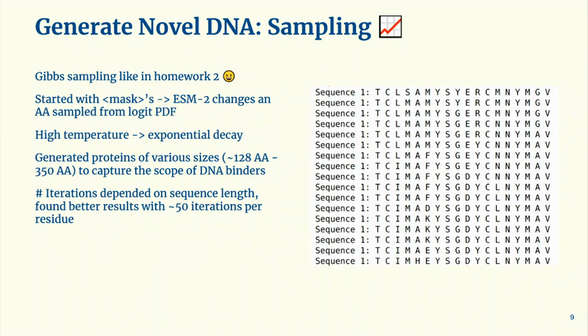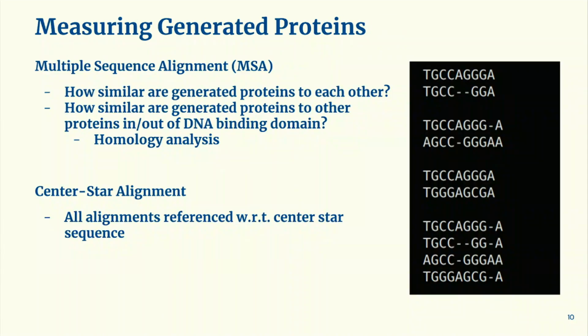So you see at some points, an S turns to an M, for example. And in order to generate the proteins, we found that if we started with a higher temperature and then exponentially lowered the temperature as iterations increased, we got a high variety of proteins. We generate proteins of various sizes from 128 to about 350 amino acids, just so we can capture more of the protein binding space. And we realized that we had to do a lot of iterations to actually generate proteins that work. And then I'll give it to James now.